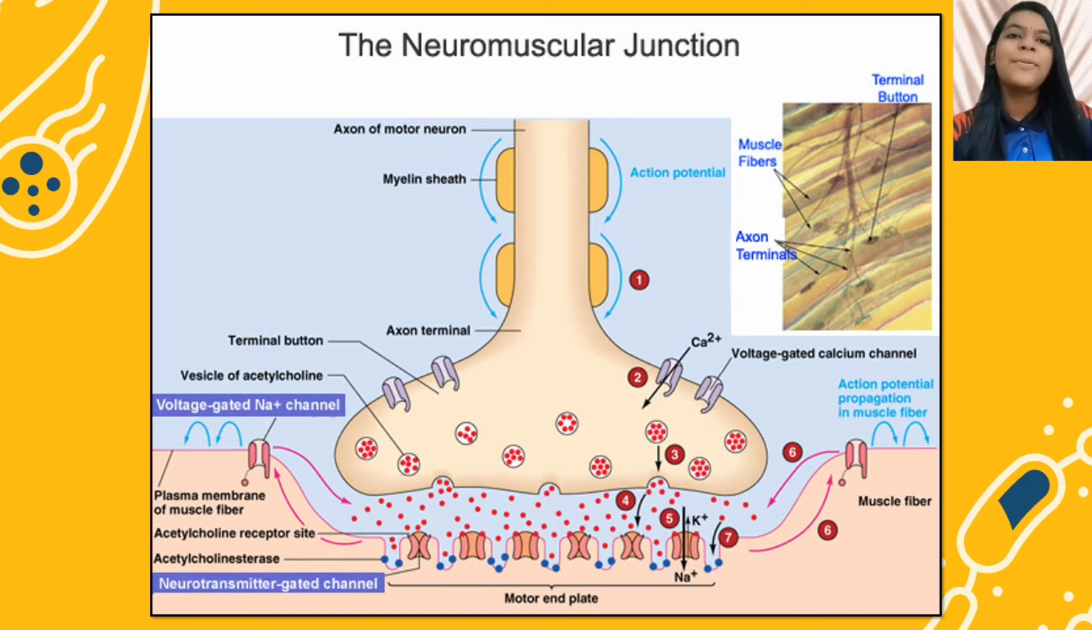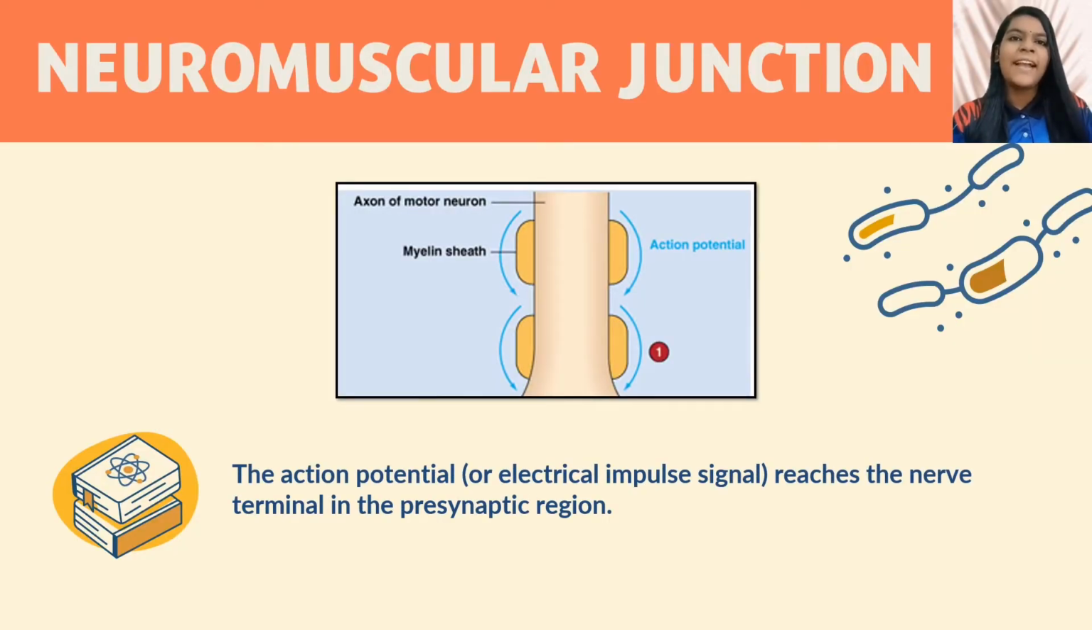Now, it's time to briefly sum up what goes on in the neuromuscular junction as shown in this diagram. Firstly, the action potential, or electrical impulse signal, reaches the nerve terminal in the presynaptic region. The hallmark feature of the nerve terminal is that it contains the synaptic vesicles along with the proteins that have vesicle function. These vesicles are aligned near their release site, called an active zone.